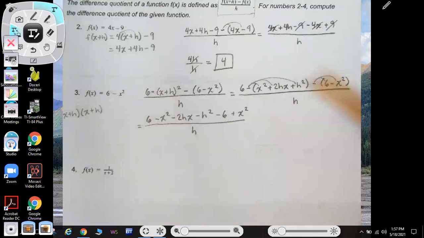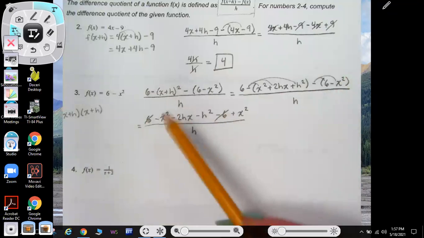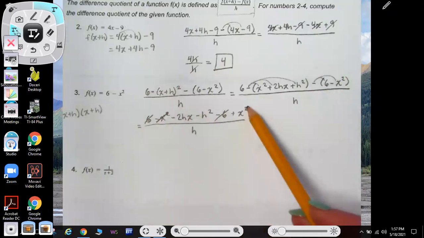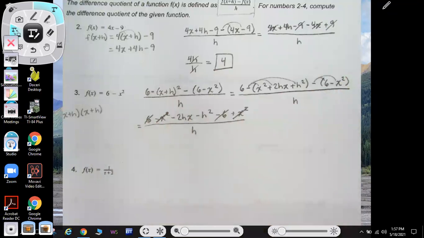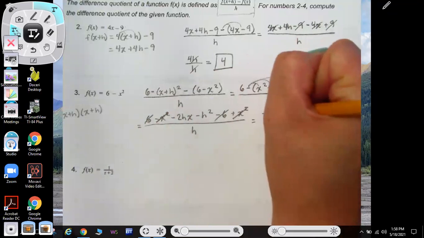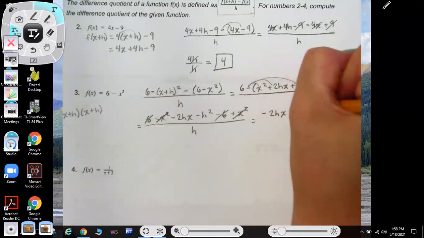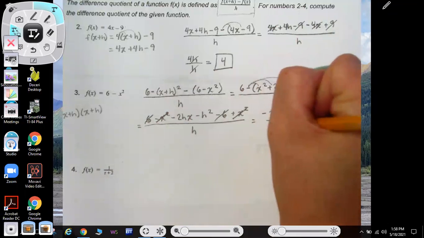Okay, let's combine terms in the numerator. We've got 6 minus 6, that's 0. We've got negative x squared plus x squared, that is 0. And that's all. So we've been left with negative 2hx minus h squared over h.